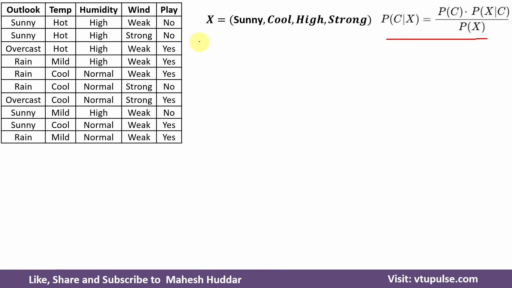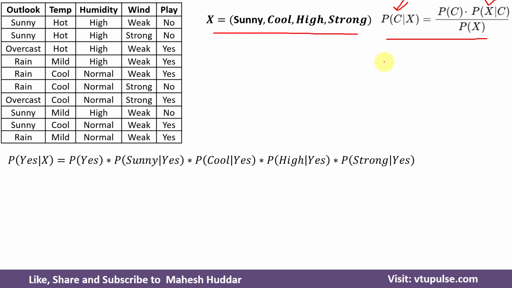To classify the new example, here we are using this posterior equation, and this is the given dataset and this is the new example, that is X is equal to sunny, cool, high and strong. Here we need to use the posterior equation to find the probability. In this equation, we need to replace C by yes or no, and replace X by the attribute values, that is sunny, cool, high and strong.